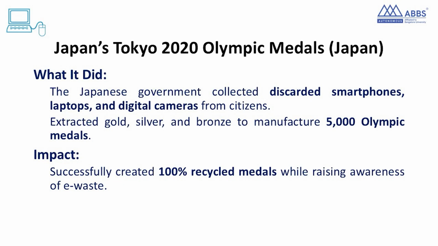Japan's Tokyo 2020 Olympic medals were made out of discarded smartphones, laptops and digital cameras from citizens. The Japanese government collected these and designed the medals. They extracted gold, silver and bronze to manufacture around 5,000 Olympic medals. The impact is that, just by having a meaningful medal design, they also showed how consciously they are contributing to the environment. Probably this is one of the best examples to understand how we could recycle resources for the best possible use.